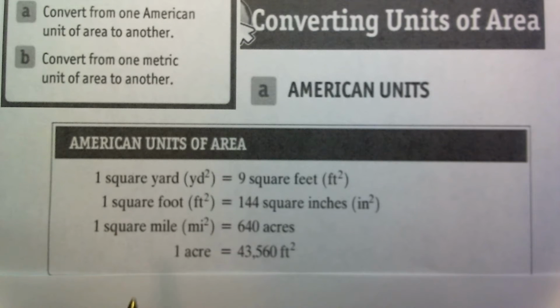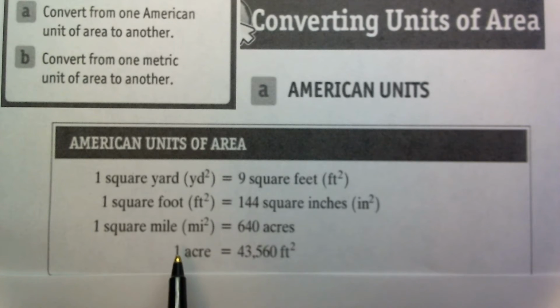So 1 square yard is equal to 9 square feet. Feet squared is probably a very common area that you're familiar with, because whether you're renting an apartment or buying a house, one question always comes up: how many square feet does this place have? And 1 square foot is equal to 144 square inches, or inches squared, written this way.